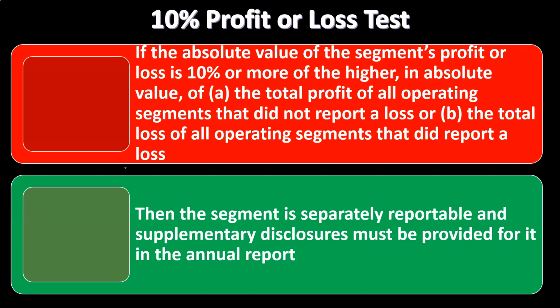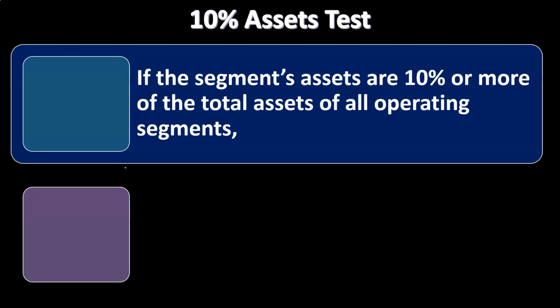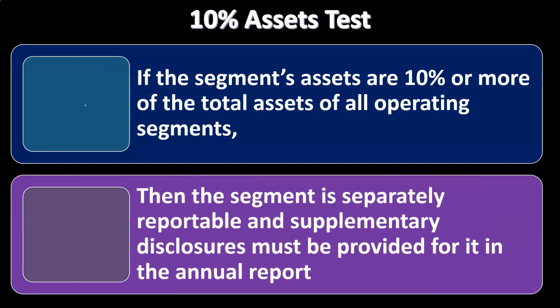So you can think about these tests. You have the 10% of the top line of the income statement, the revenue, and 10% of the bottom line, profit or loss on the income statement. Now we're looking at the balance sheet, the 10% asset test. If a segment's assets are 10% or more of the total assets of all operating segments, then the segment is separately reportable and supplementary disclosures must be provided for it in the annual report.